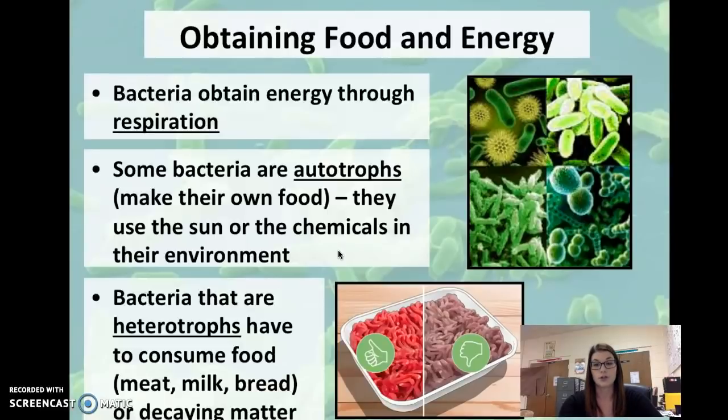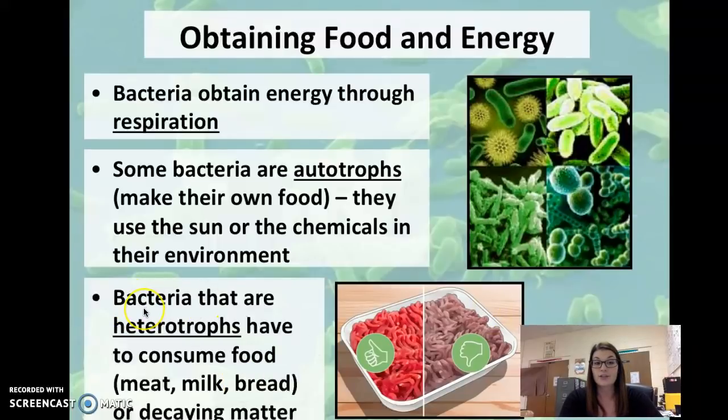Other bacteria are heterotrophs, which is the opposite. So heterotrophs means that these bacteria have to consume something else in order to get their food. Sometimes that might be meat, milk, or bread. If we see that meat is past its expiration date in the refrigerator and it starts to turn a funky color, that's probably because bacteria are munching on it. Now you can't see them because they're microscopic, but they are munching on your food. If you have moldy bread, same thing. If milk is curdled, same thing. Those bacteria are munching on your food and turning it into something else, which is a chemical change.